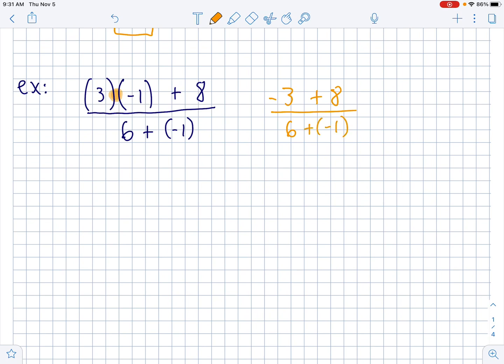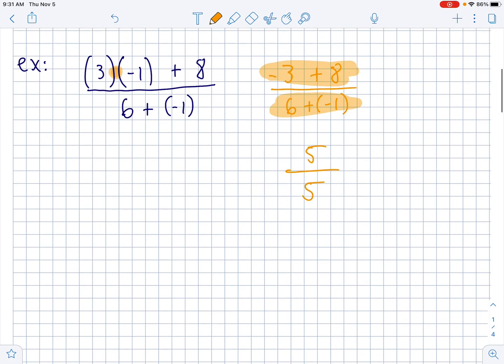Now it's all addition and subtraction. So we're actually going to do 2 steps at once. We're going to simplify the top, negative 3 plus 8, and the bottom, 6 plus negative 1, which is just the same thing as 6 minus 1. So negative 3 plus 8 is a positive 5, and then the bottom is also a 5. Then we can do the final division of 5 divided by 5 and get 1.